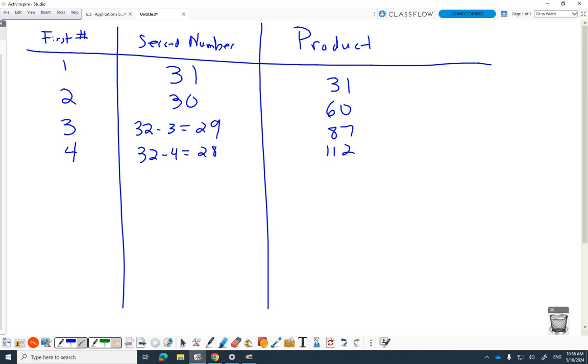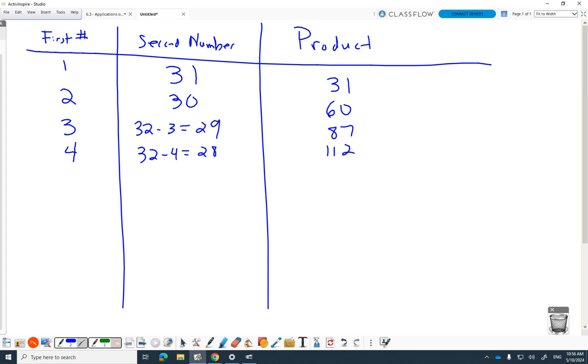Yeah, you're right. We're just going to keep going. I want you to notice something, though, what's happening. From 31 to 60 was a pretty big jump. From 60 to 87 was a pretty big jump. From 87 to 112 was a pretty big jump. But it's going to be a parabola. It's going to start leveling off here eventually. Let me do 4 or 5 in a row to show you what I mean.